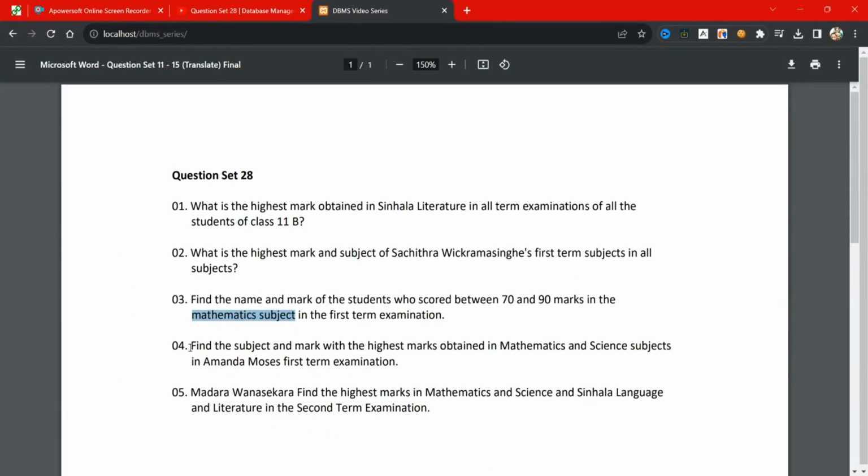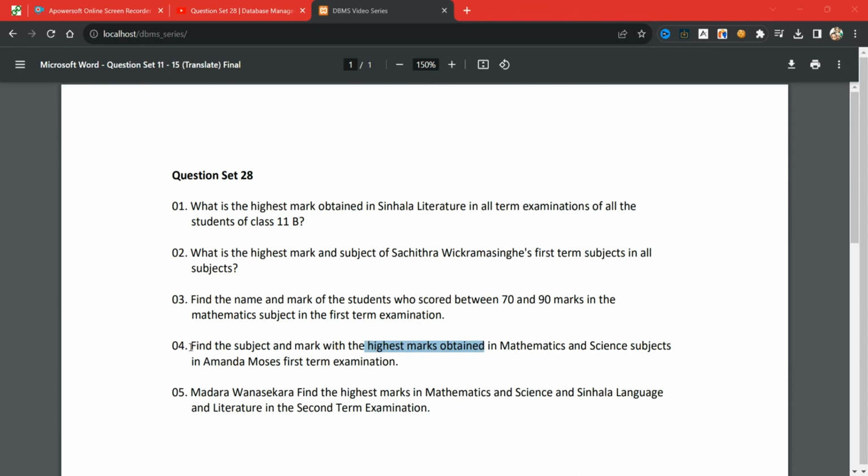So let's see the fourth question. Find the subject and mark with the highest marks obtained in the mathematics and science subjects in Amanda Moses' first term examination. So according to the question, we need to find out the highest mark and the related subject. They have given only two subjects here. We need to find out whether it's mathematics or science. That's what they have told us.